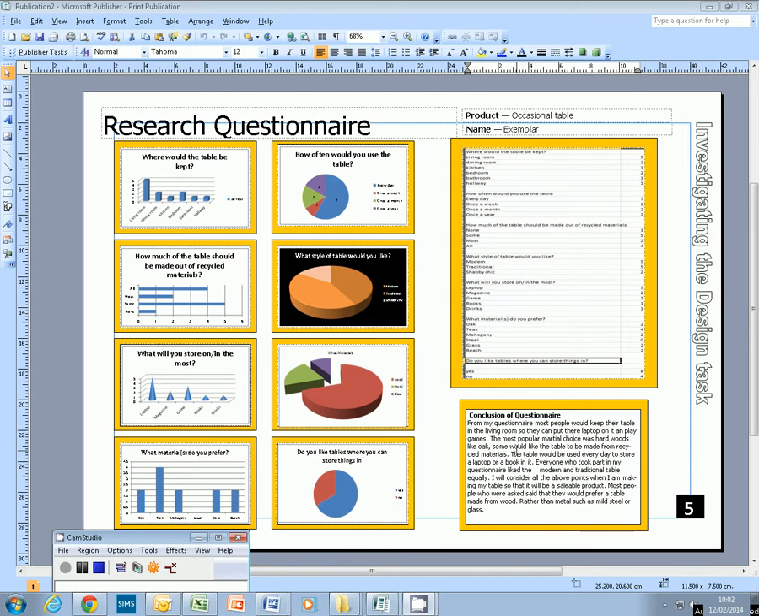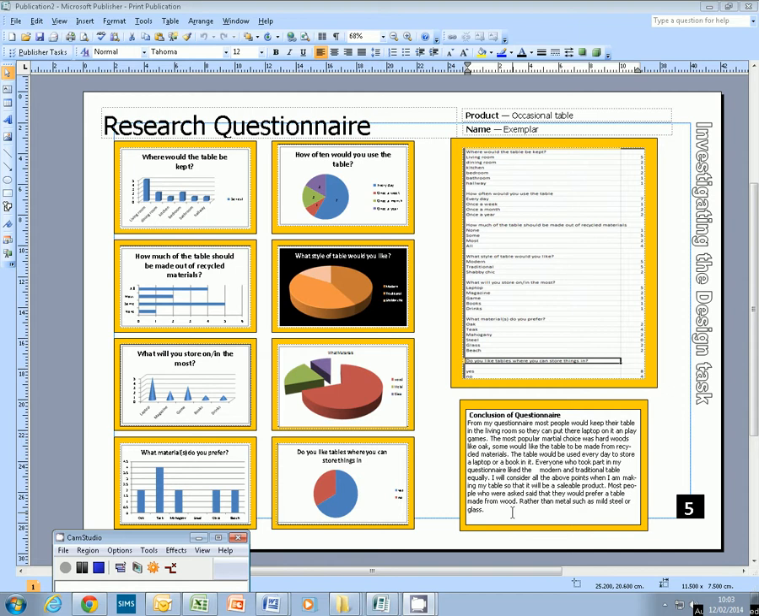So I'll just pick out some bits here. It said everyone who took part in my questionnaire liked the modern and traditional table equally. So I'll consider the above points when I'm making my table so that it will be a saleable product. It also says most people who were asked said they would prefer a table made from wood rather than metal, such as mild steel, or glass. So you've got clear pointers there to when you're designing, when you're writing your specification.